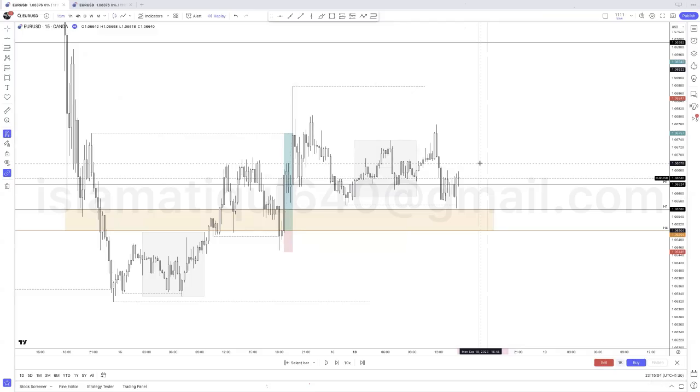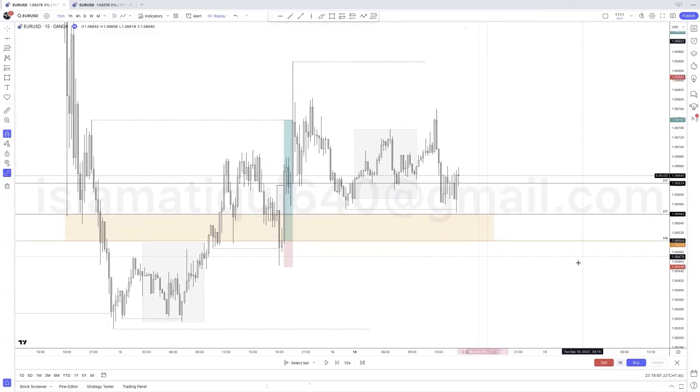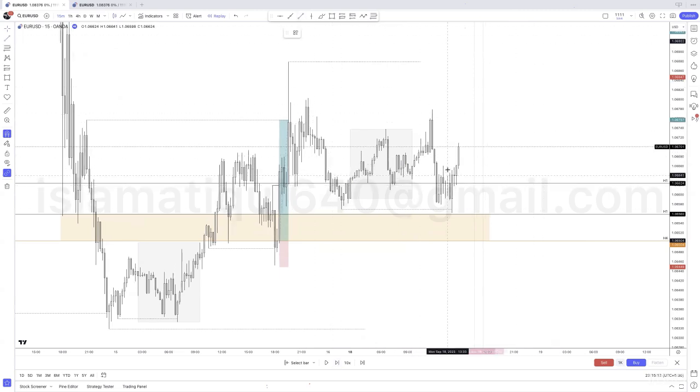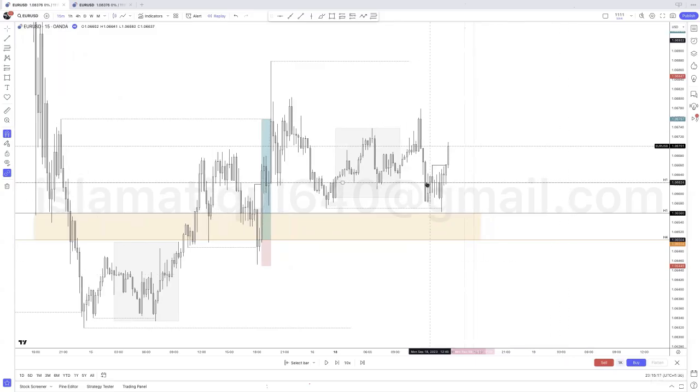So if the market gets here during the New York kill zone or New York open, I will take a buy. Okay, I will take a buy because we saw how the next few candles broke structure. We had a breakout. We had a strong zone.